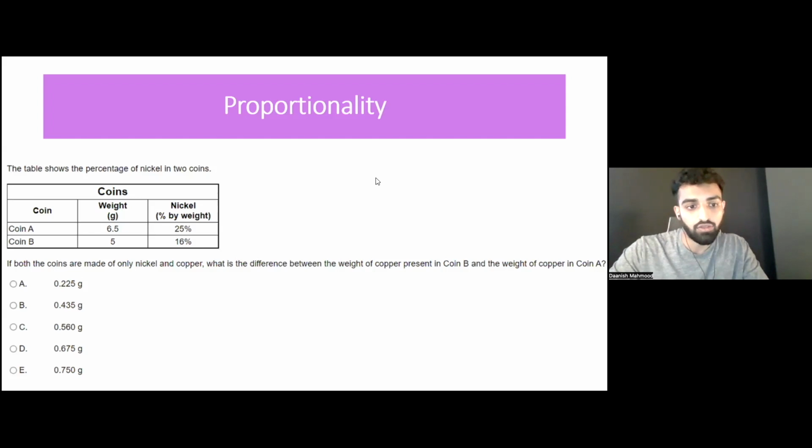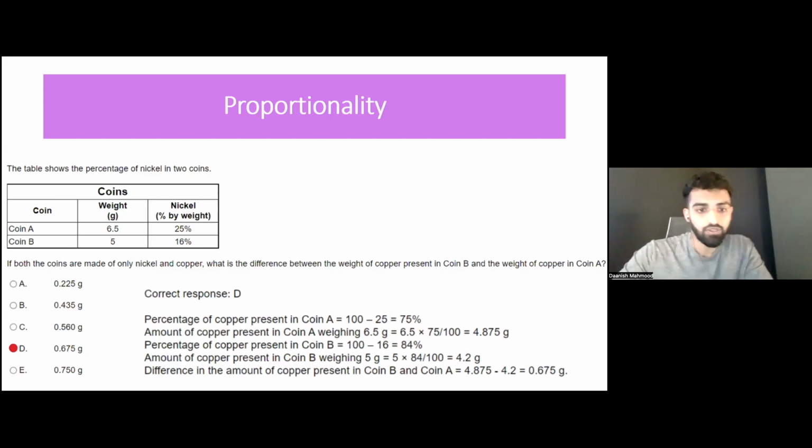The correct answer for this is actually D. What I think might have gone wrong here is you have coin A and coin B, and it says that coin A and coin B are both made of nickel and copper. It says, what is the difference between the weight of copper present in coin B and the weight of copper present in coin A? This table is telling you the percentage of weight of nickel. So immediately you might just think, okay, what percentage of weight, and just use these percentages. So you might have done 25% of 6.5, take away 16% of 5. But that's incorrect. That's actually telling you nickel.